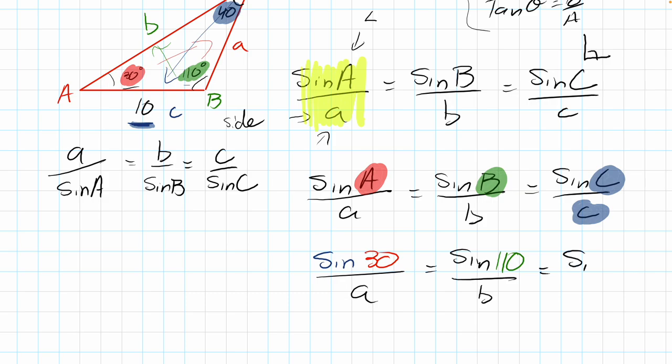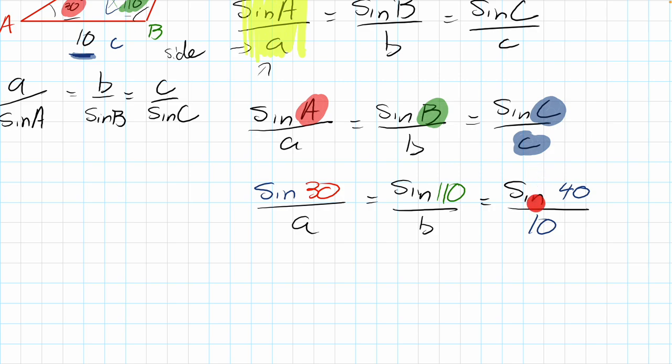And sine angle C is 40, and side C happens to be 10. It's still a division, so we'll put that over. Okay, so we have a complete ratio, which is super important. We really can't do sine law without this. So we have this. Now the question becomes, what are they asking us?